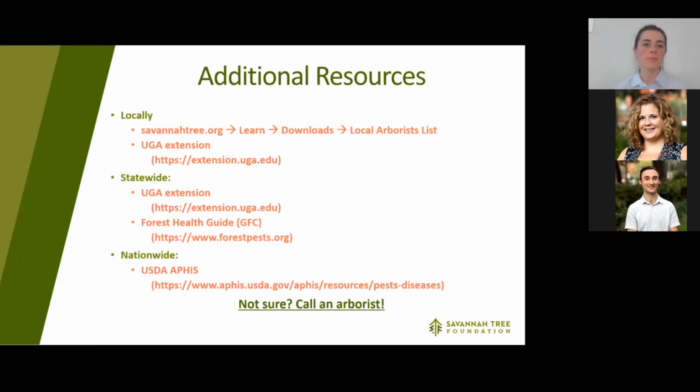There are additional resources. Our website, for instance, has a local arborist list that we have. I have included the little flow chart to go there. So if you go to savannahtree.org, then you go to the Learn tab, and then you go to Downloads, and that is our local arborist list. There's also the UGA Extension Office, extension.uga.edu. Again, statewide, there's the UGA Extension as well. There's a Forest Health Guide, which I actually use a lot of for this PowerPoint. It's incredible. If you just Google Forest Health Guide, it's a PDF document, and it has a lot of tree pests and diseases that are around in Georgia. And nationwide, there is APHIS, which is the Animal Plant Health Inspection Service. That is also a really great resource for any of your tree pest and disease questions.